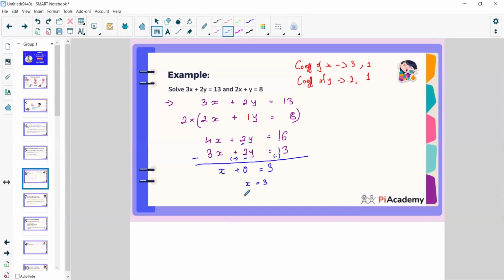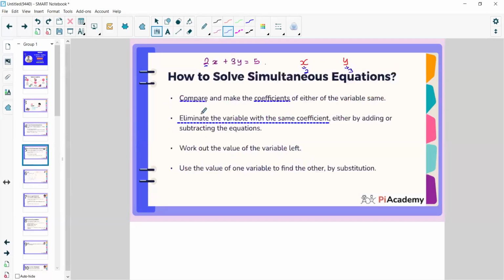So this is what is the actual reality. Whenever you have two variables, you can't find the value of any single variable. You need to eliminate one variable in order to find the other, isn't it? So in an equation, you just need to have one variable in order to find the value of the other one. Okay. So now you have the value of x as 3. Now let's see what are the other steps. Then work out the value of the variable left. We just work out the value of the variable left, which is x equals 3. And then use the value of one variable to find the other by substitution.